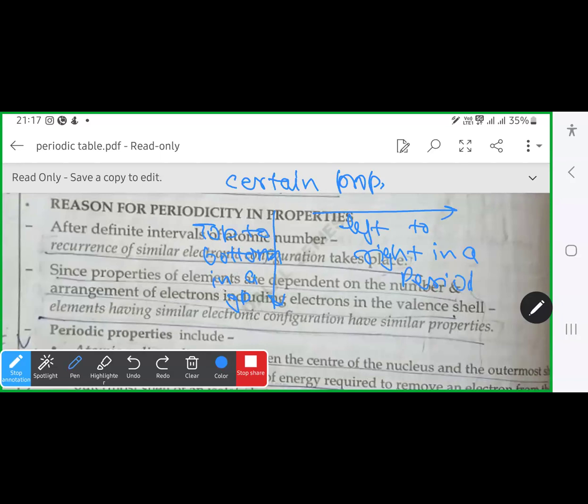The properties which show regular gradation. Gradation means either increase or decrease as we move from top to bottom in a group or left to right in a period. Clear? Have you written this line?